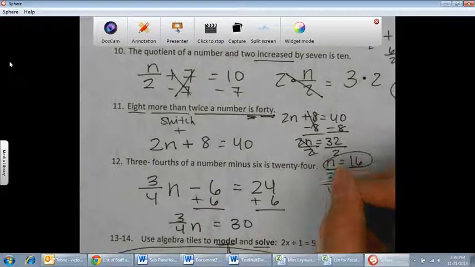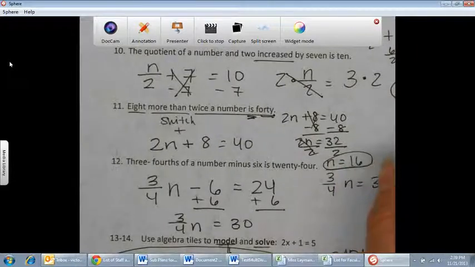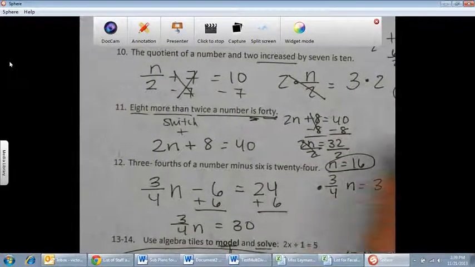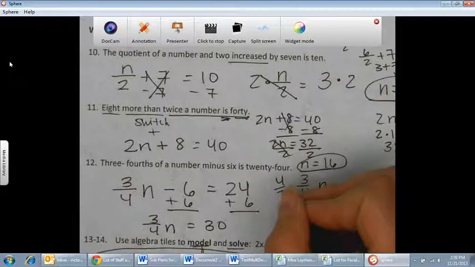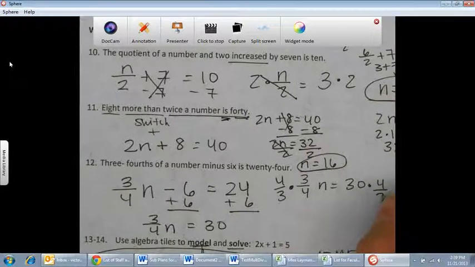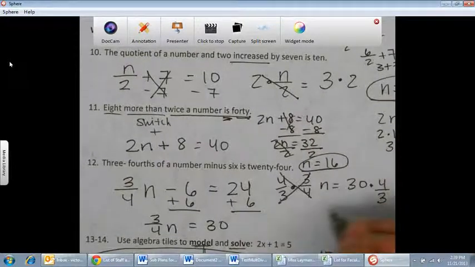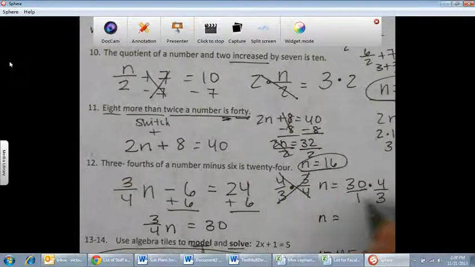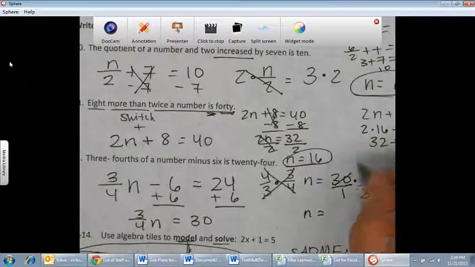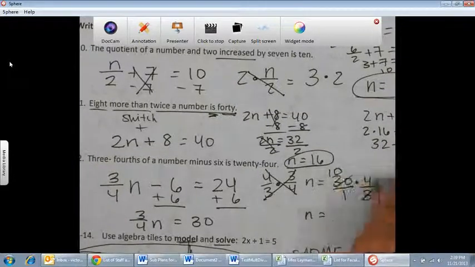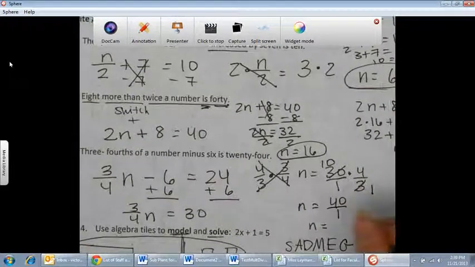Now, I'm going to rewrite it up here so I have a little bit more room. If you multiply each side by the reciprocal of 3/4, that would be 4/3. So you multiply each side by 4/3. These cancel, and you'll bring down your n. You put a 1 under the whole number. 30 and 3 have 3 as a factor, so 3 divided by 3 is 1. 30 divided by 3 is 10. 10 times 4 is 40. 1 times 1 is 1, so n is 40 over 1, or n is equal to 40.